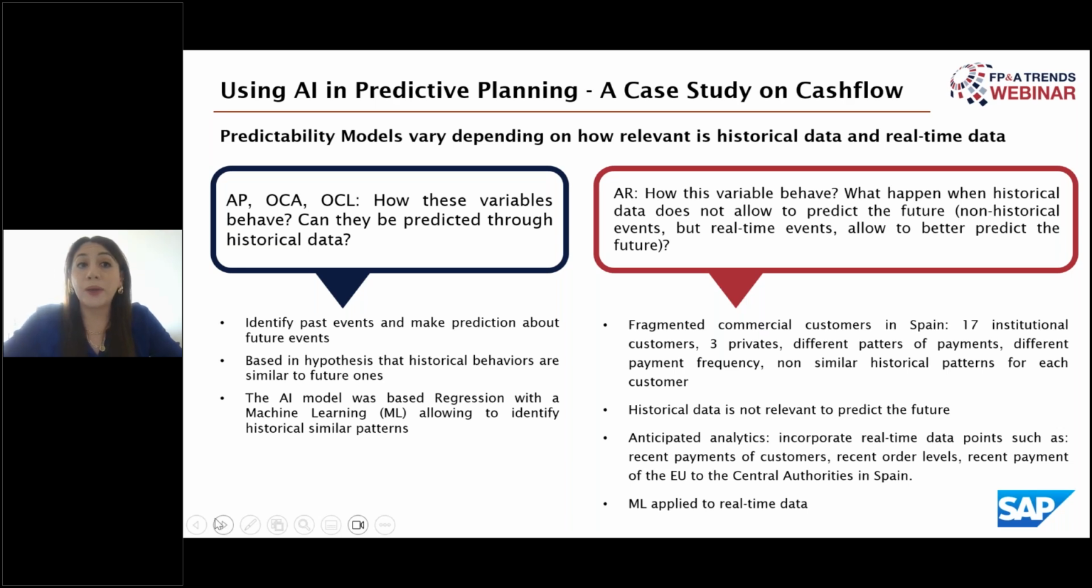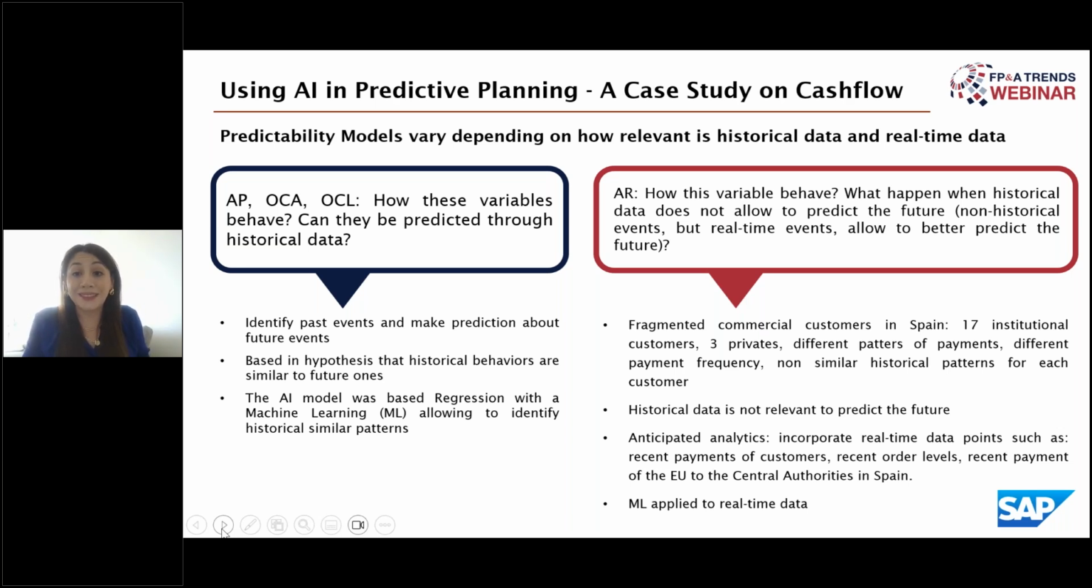However, the problem becomes harder to solve in uncertain times, in this context the COVID pandemic. The accounts receivable, which accounts for 70% of our total cash flow, was completely unpredictable with historical data. Why? Because we had 70 customers that were the autonomous regions in Spain, and 3 other private customers that were not paying as they used to, because everyone at that time was behaving in a very hectic way. So how can we predict the future if our historical data does not allow us to do so?